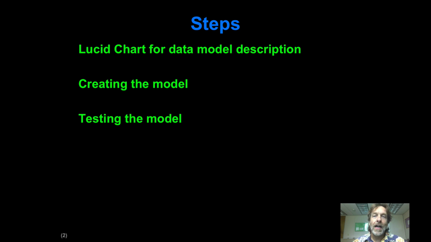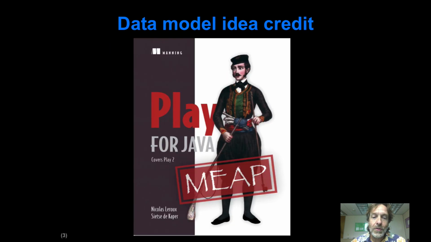And then I'll walk you through the code that I wrote to create this model, and finally the way that you can test it. I want to give a shout out to the Play for Java book that's currently under development. They use a very similar example data model in the book, and I kind of swiped the data model to do this. The implementation is a bit different than what they do in the book, but if you're interested, you could buy the book and compare and contrast.